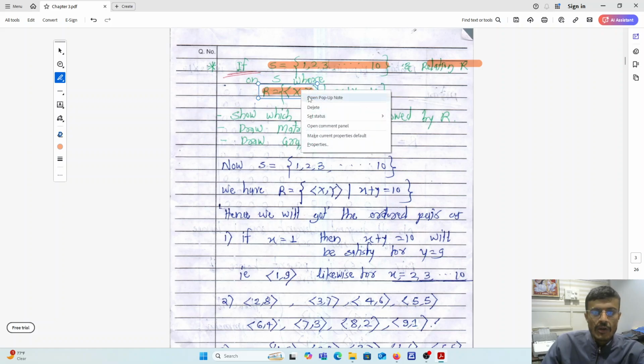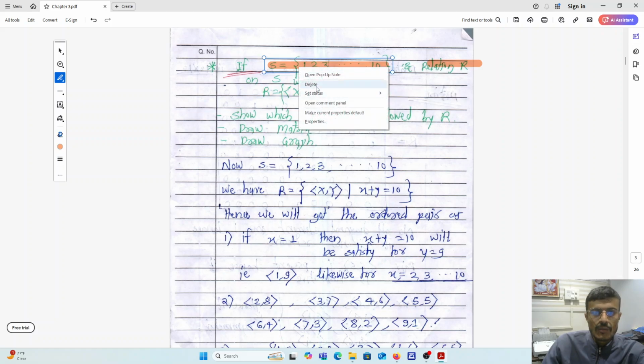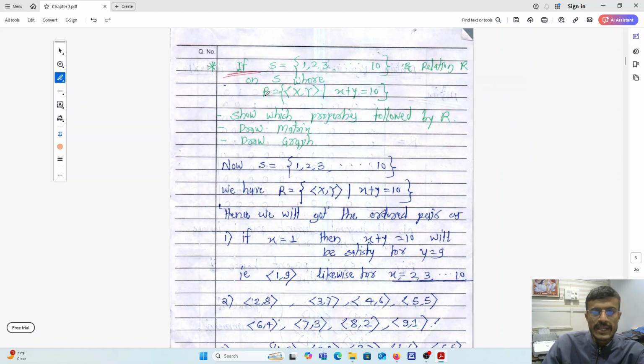So you have to find the ordered pairs x, y where x plus y is equal to 10. Then we have to check which property is followed by R. You have to draw the matrix and the graph. So these are the three things we have to do with respect to the set S by finding the relation R.